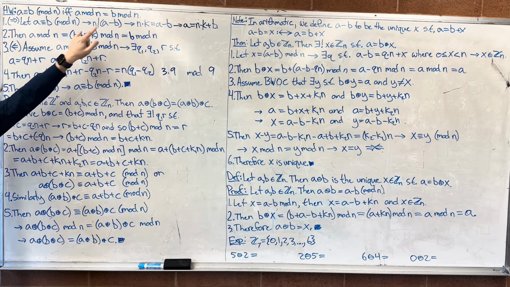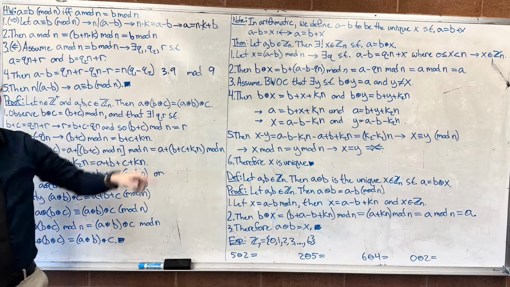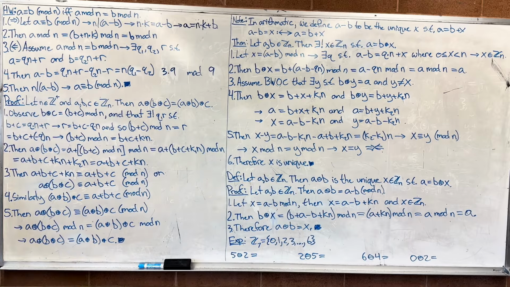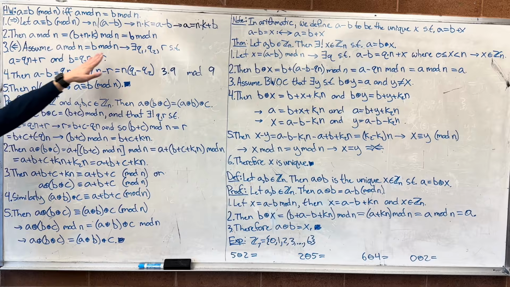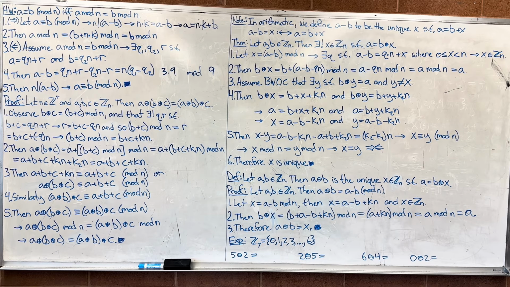Okay, so this is just going to be whatever b mod n was, because nk goes to 0. So A mod n is equal to B mod n. And we're done. That's what we were trying to show. Okay, now let's go the other way.